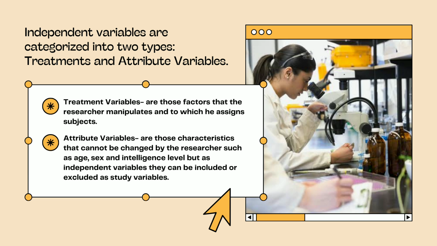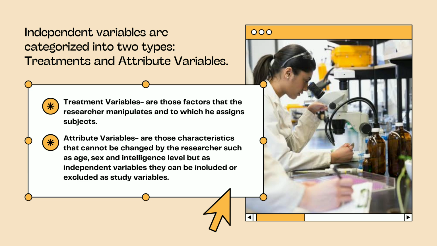Next, independent variables are categorized into 2 types, treatment and attribute variables. So first, treatment variables are those factors that the researcher manipulates and to which he assigns subjects. Treatment variables can be manipulated or controlled by the researcher. Second, attribute variables are those characteristics that cannot be changed by the researcher such as age, sex, and intelligence level, but as independent variables, they can be included or excluded as study variables. Attribute variables cannot be changed by the researcher.